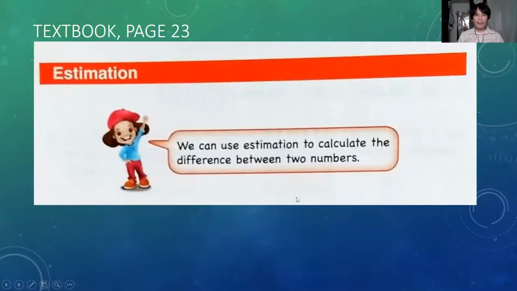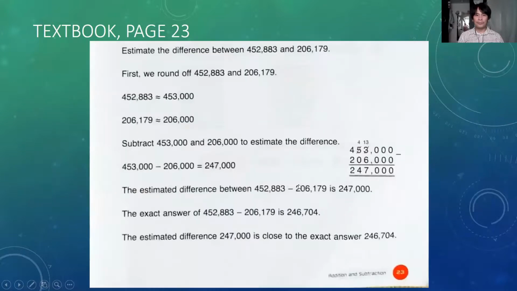Now, this is very important, estimation. We can use estimation to calculate the difference between two numbers. Example, estimate the difference between 452,883 and 206,179. First, we round off 452,883 and 206,179 to the nearest thousand.